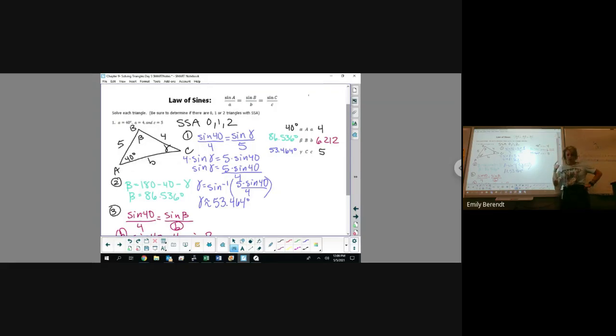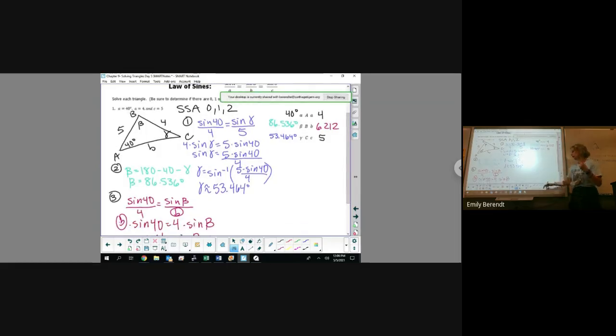So remember, we're working with angle side side or side side angle. It makes 0, 1, or 2 triangles. This one clearly made at least 1. So 0 is ruled out. We have to check to see if there's 2. And there is. So I'm going to go ahead and have you guys make a second chart.